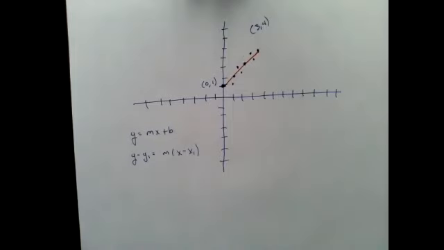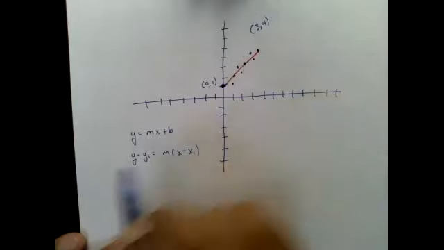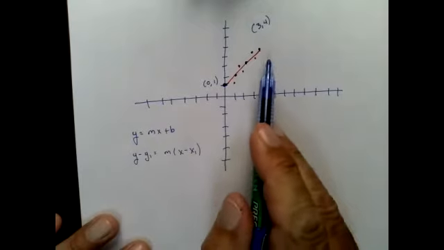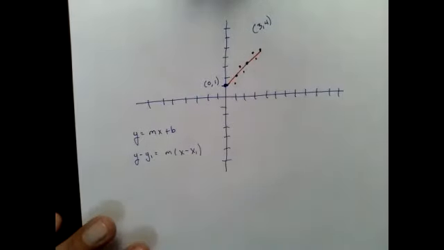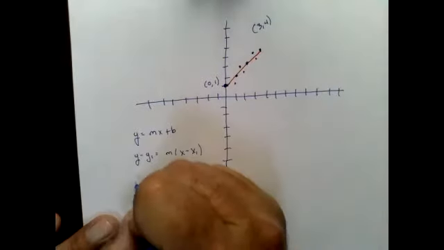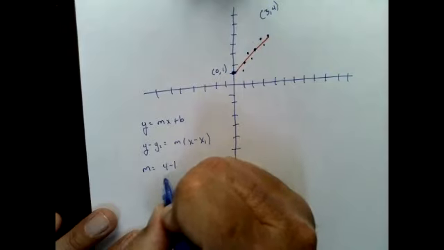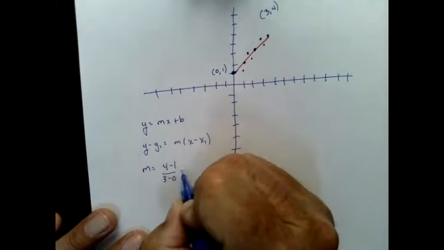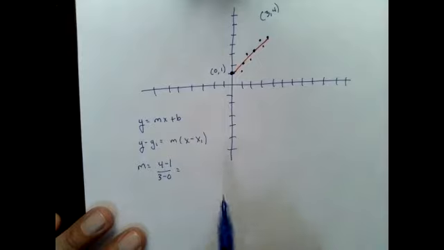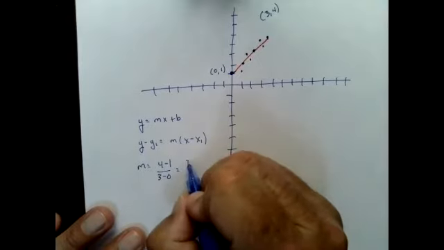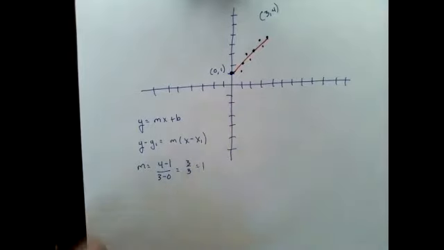First of all, in both of these, I need the slope, right? So what's the slope? Y minus y over x minus x. Slope, m equals 4 minus 1 over 3 minus 0. I get a slope of 3/3, which is 1.